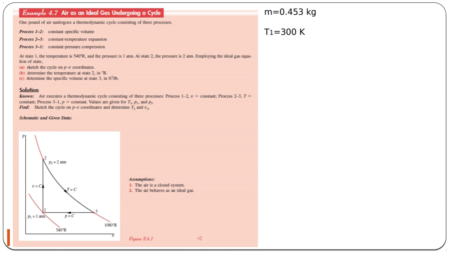This is an example of three different processes inside a system where an ideal gas is used. In the first process, the ideal gas is compressed at constant volume from 1 bar to 2 bars. So you can see that the first process is constant volume.